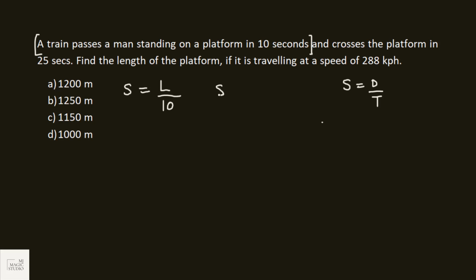To do this, speed of the train is equal to length of the train plus length of the platform divided by time taken, that is 25. Find the length of the platform, that means we are looking out for the value of P, if it is traveling at a speed of 288 kph. Since this time is given in seconds, let me convert this 288 km per hour into meter per second. 288 into 5 by 18.